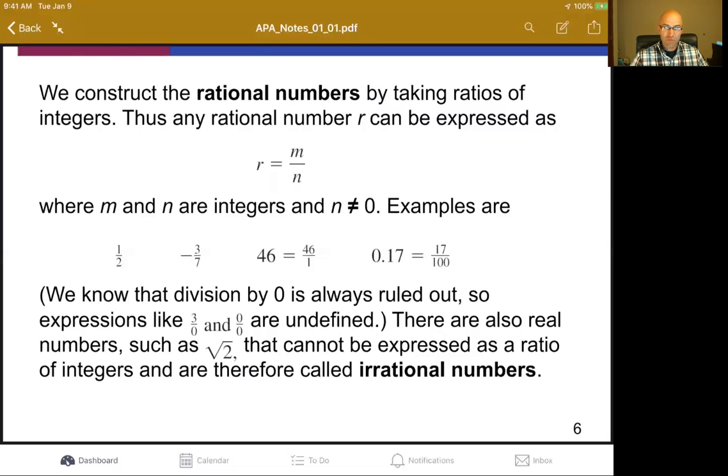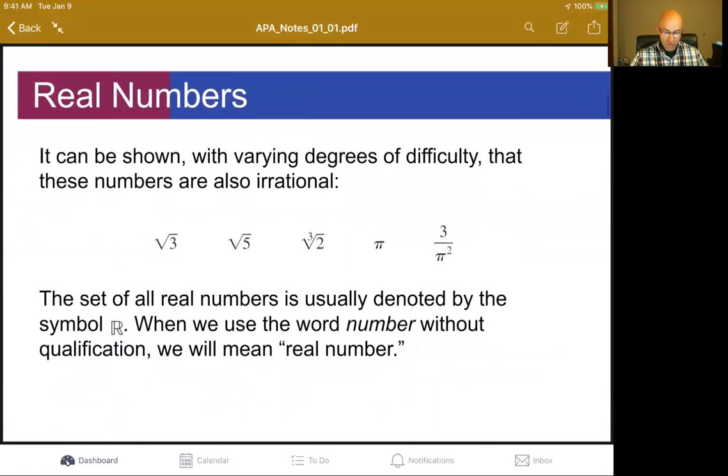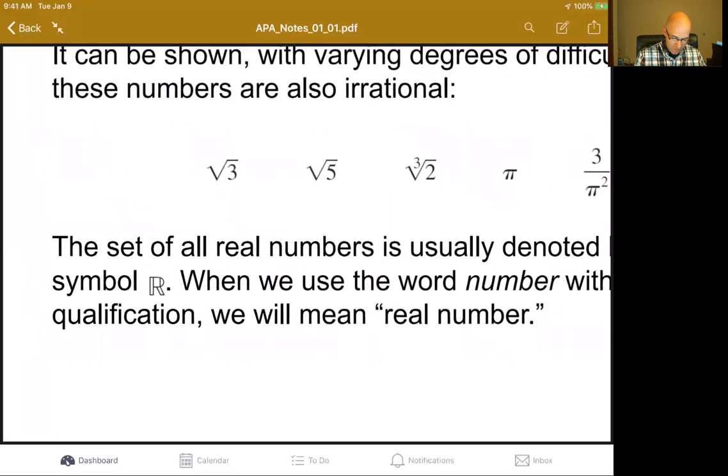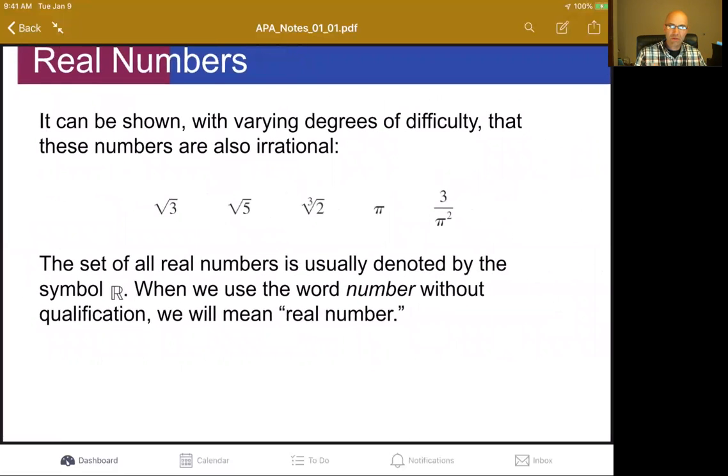Now, there are other numbers that can't be expressed as the ratio of two integers, called irrational numbers. Here are some examples of irrational numbers, and they, along with the other things we talked about, make up what we call the real numbers. So whole numbers, integers, rational numbers, and irrational numbers together make up the real numbers. The symbol for real numbers is this R-looking symbol with double lines. When we talk about numbers in mathematics and in this book, we're usually referring to the set of real numbers.